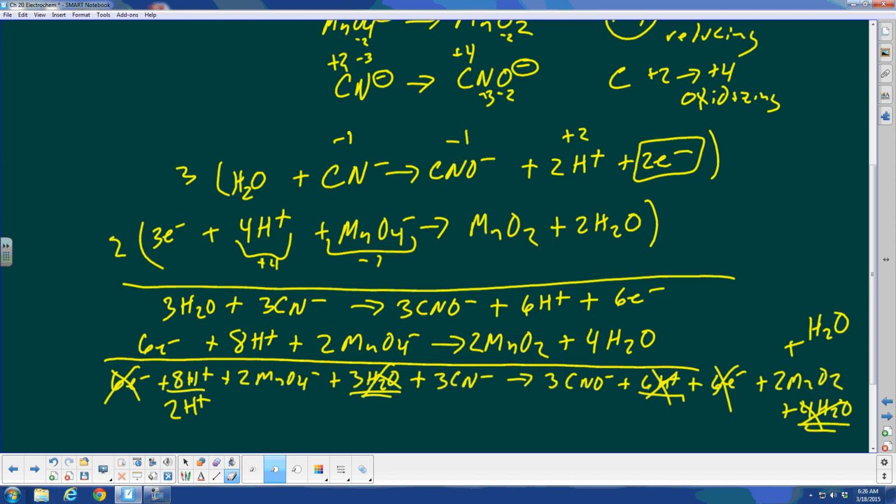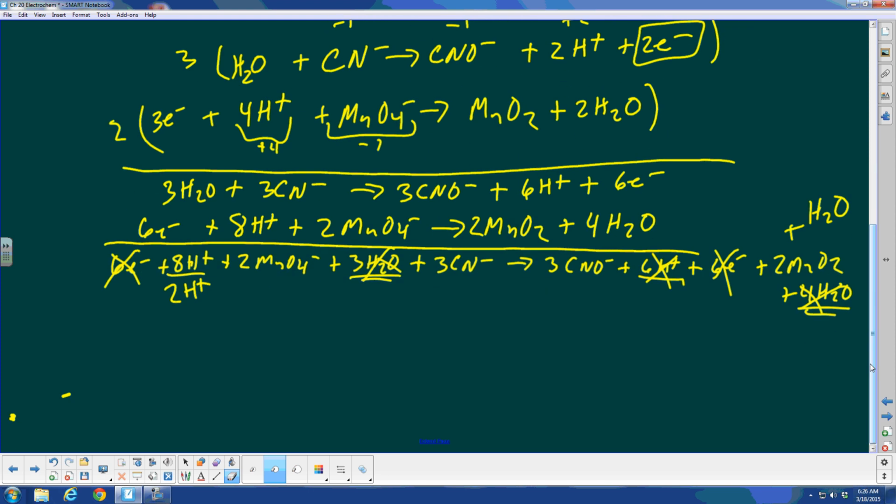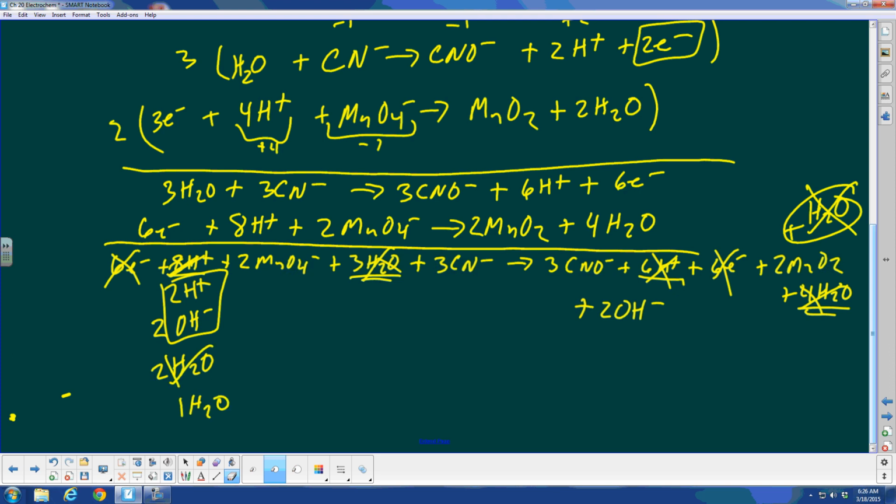And that would be great were I balancing in acidic, but I am not. I'm balancing this in basic, so I have to add 2 hydroxides to both sides, which now turns this into what? 2 waters. Good. And I have 1 water over here, so what happens? That cancels, and this water becomes 1 water, and now I can write up the whole thing.